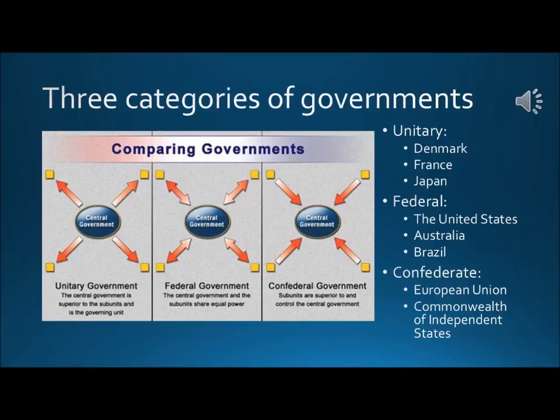The third type would be a confederated government. They are inherently weak as central governments. The subunits are superior to and control the central government. All powers emanate from the subunit governments toward the national governments. And examples of those would include the European Union and the Commonwealth of Independent States, which is the former Soviet Union.